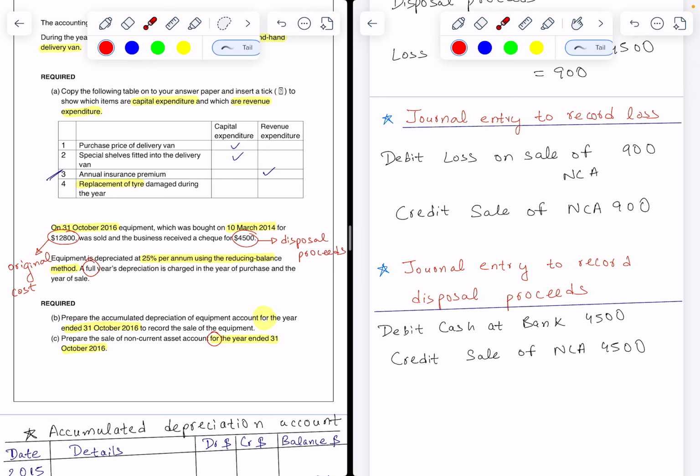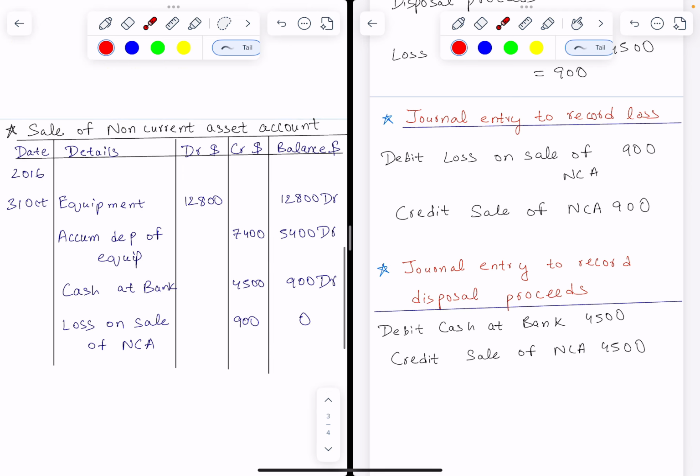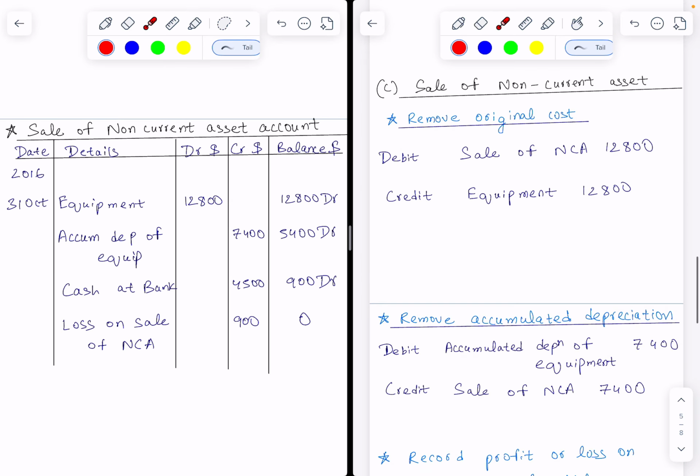Now, how should we present all this in the ledger account for sale of non-current asset for the year ended 31st of October 2016? Now, we know the sale took place on 31st of October 2016. So obviously there can't be any events prior to 31st of October 2016 relevant to this sale. So at 31st of October 2016, we will first start by removing the original cost.